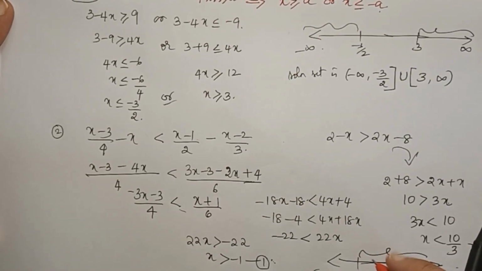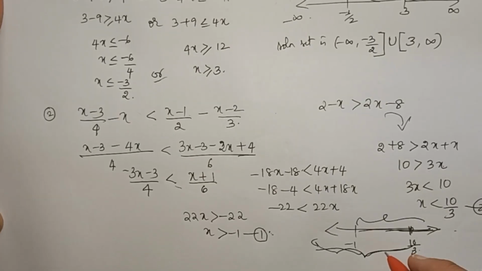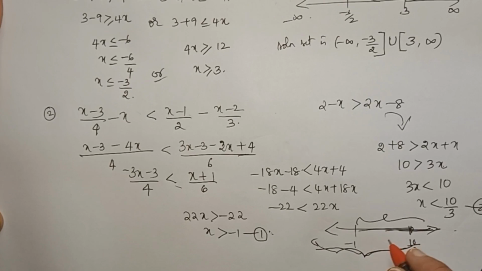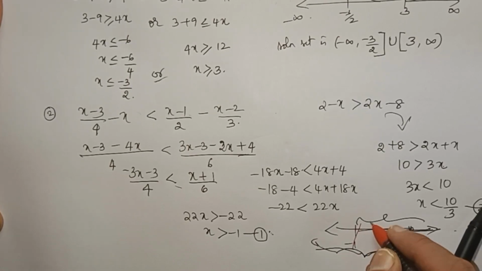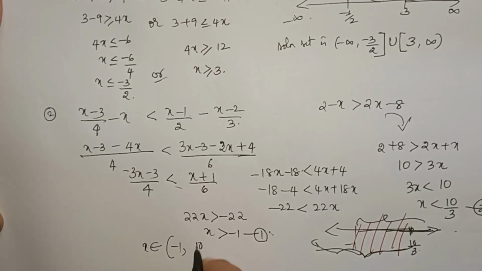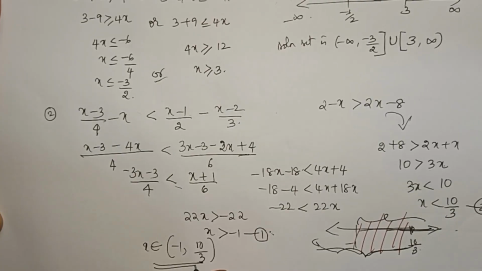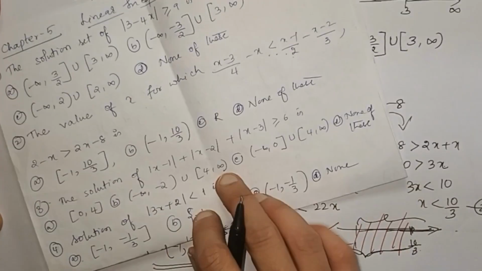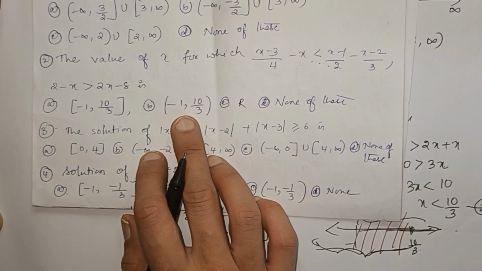Because it is a system of inequalities, it means we need the common solution. Both brackets will combine at this place. That means the common solution is x belongs to minus 1 to 10 by 3, and it is an open bracket because the inequalities are strict. Therefore, here the second option is the answer.